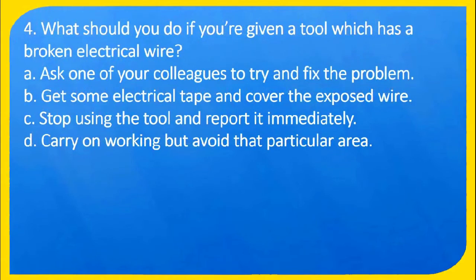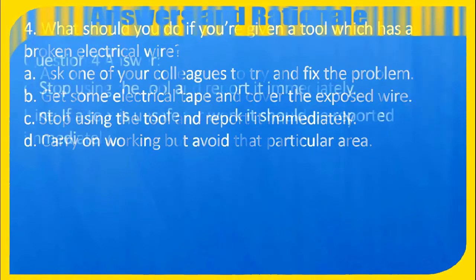Question 4. What should you do if you're given a tool which has a broken electrical wire? A. Ask one of your colleagues to try and fix the problem. B. Get some electrical tape and cover the exposed wire. C. Stop using the tool and report it immediately. D. Carry on working but avoid that particular area.